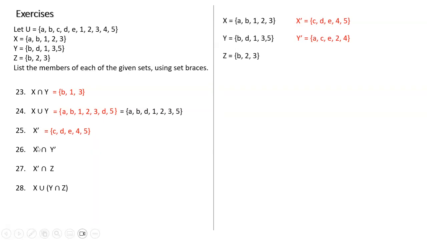Number 26, the complement of X intersect the complement of Y. So in other words, what do the complement of X and the complement of Y have in common? Let's go here on the right side. They have in common C and E and the 4. That's your answer.